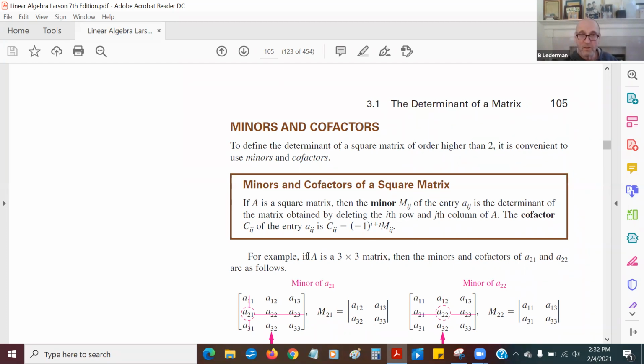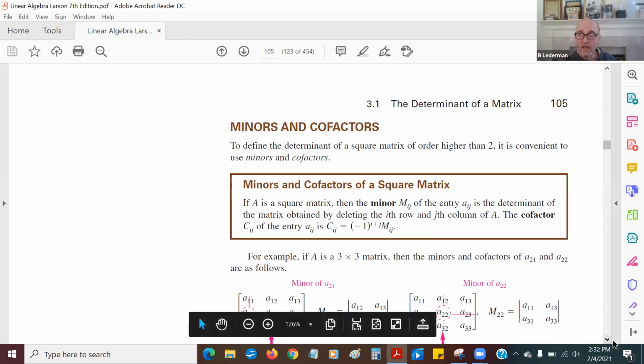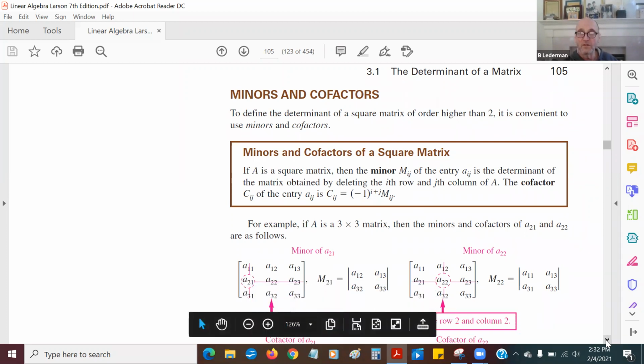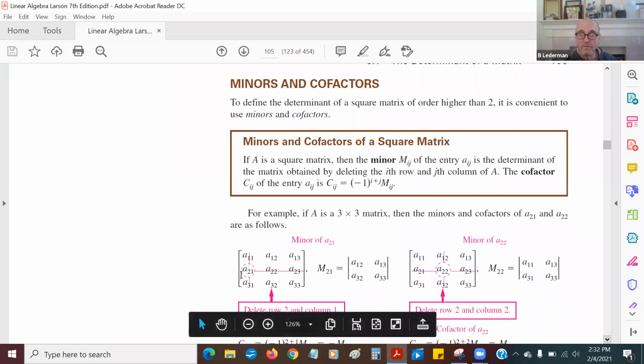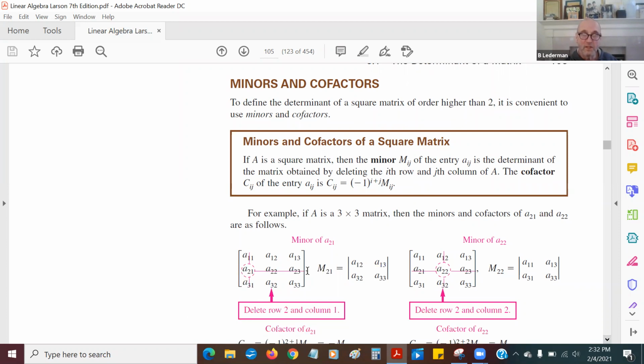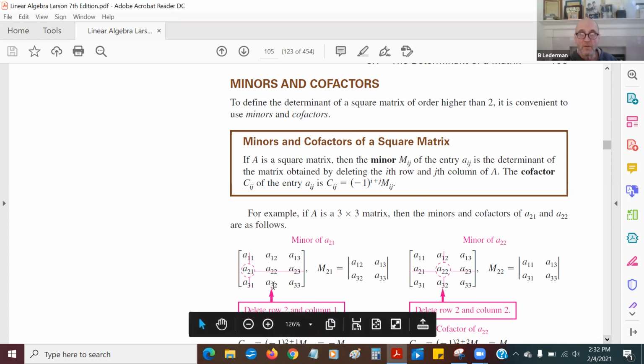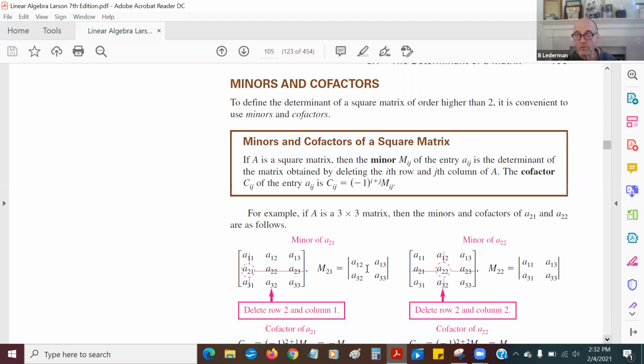So let me just show you what I'm talking about here. Here's the minor of A21. I'll read the cofactor in a second, but let's do the minor first. Here's A21. I draw a line here and a line there to get rid of all those numbers, so I'm deleting the second row and the first column. I'm left with A12, A13, A32, A33 right there. And the determinant of this 2x2 matrix is called a minor.